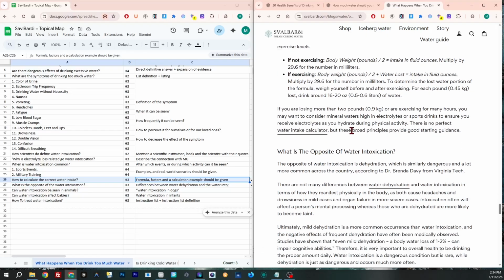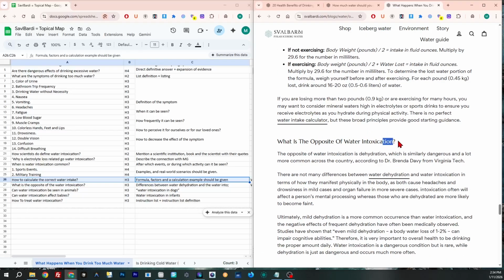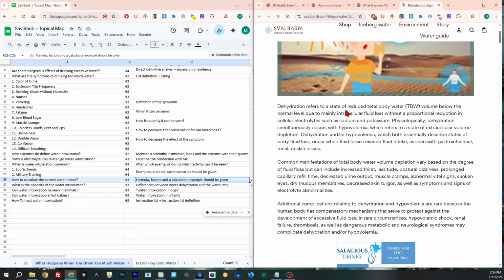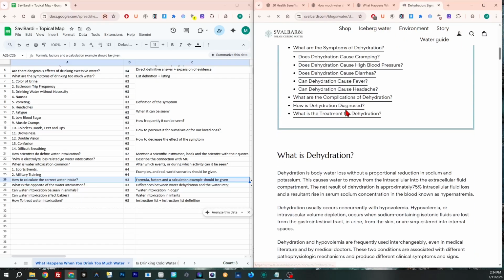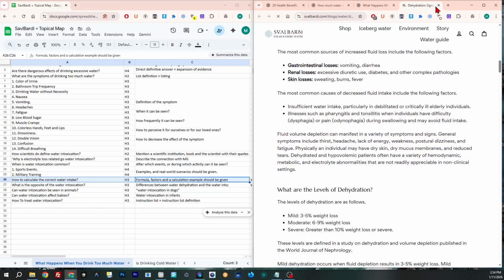We use different types of anchor text for the same article, and we expand these specific things in this article. Here, what is the opposite of water intoxication? That is the antonym context, that is water dehydration. And this is another article which is written with the same principles.